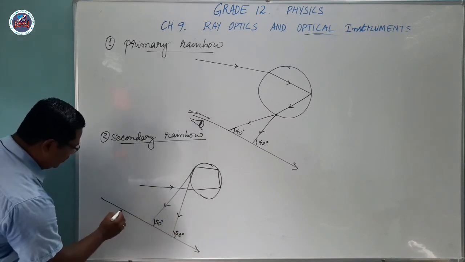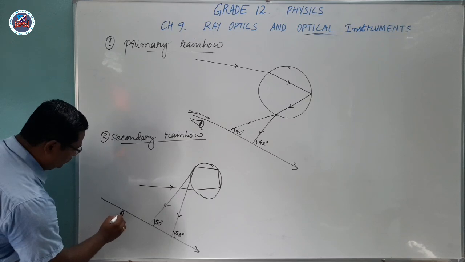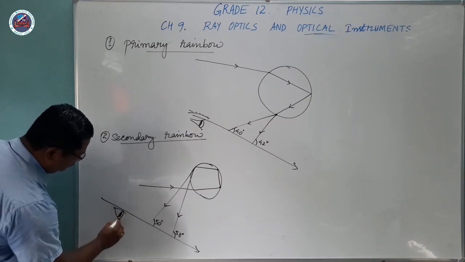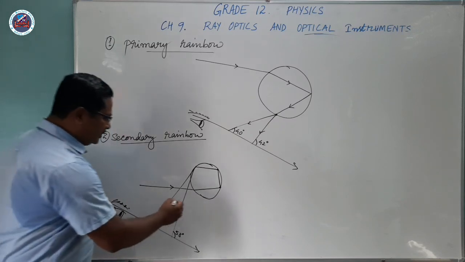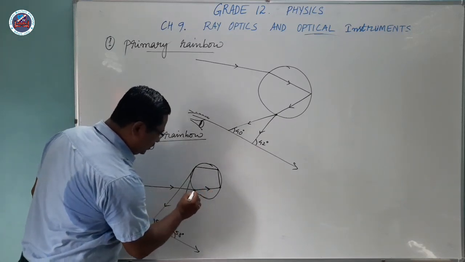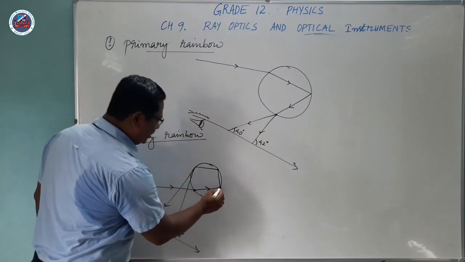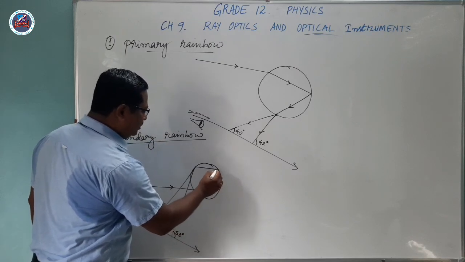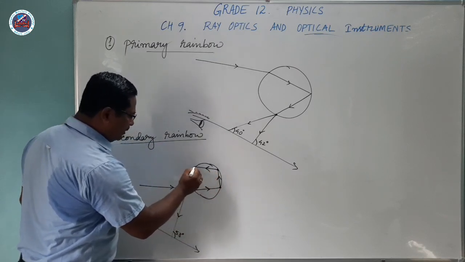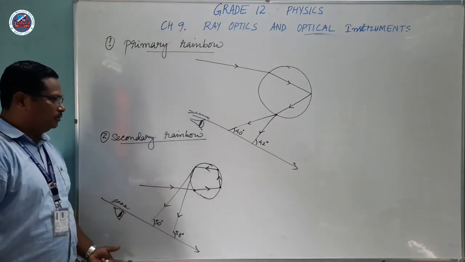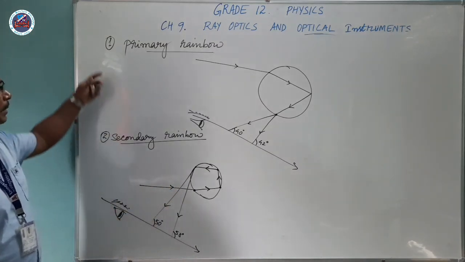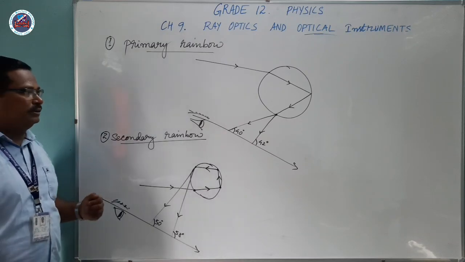The observer is observing from here. So in this case, here one refraction, here total internal reflection, again here total internal reflection, and at this point again refraction, then it emerges out from the water droplet. This is how primary and secondary rainbows are formed.